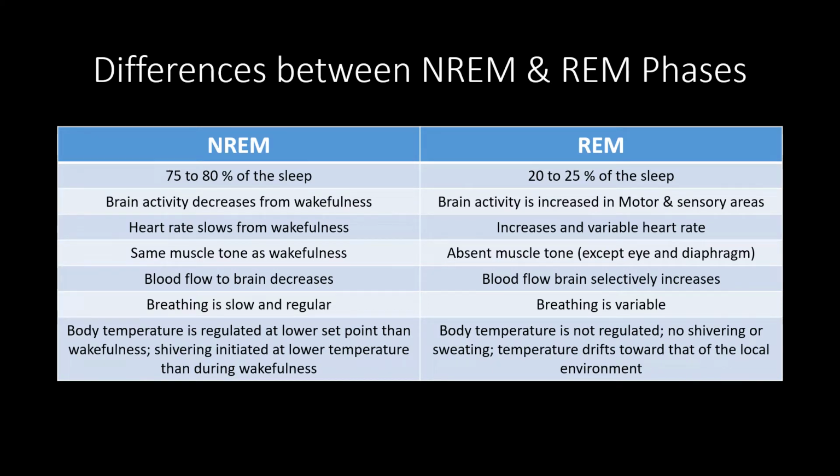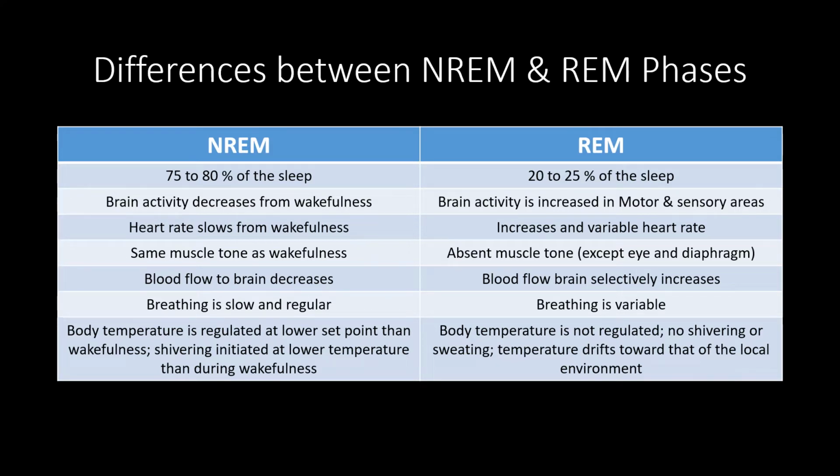So in summary, the differences seen as an effect of the non-REM and REM phases are given here. Non-REM comprises most of the sleep, that is 75 to 80%, and REM is only 20 to 25%. The brain activity decreases from wakefulness and then goes slower and slower in non-REM sleep. You have a slower heart rate, relaxed muscles, but not as relaxed as in REM sleep. Blood flow to the brain decreases and the breathing is slower. In fact, the body temperature is regulated to a lower set point than wakefulness.